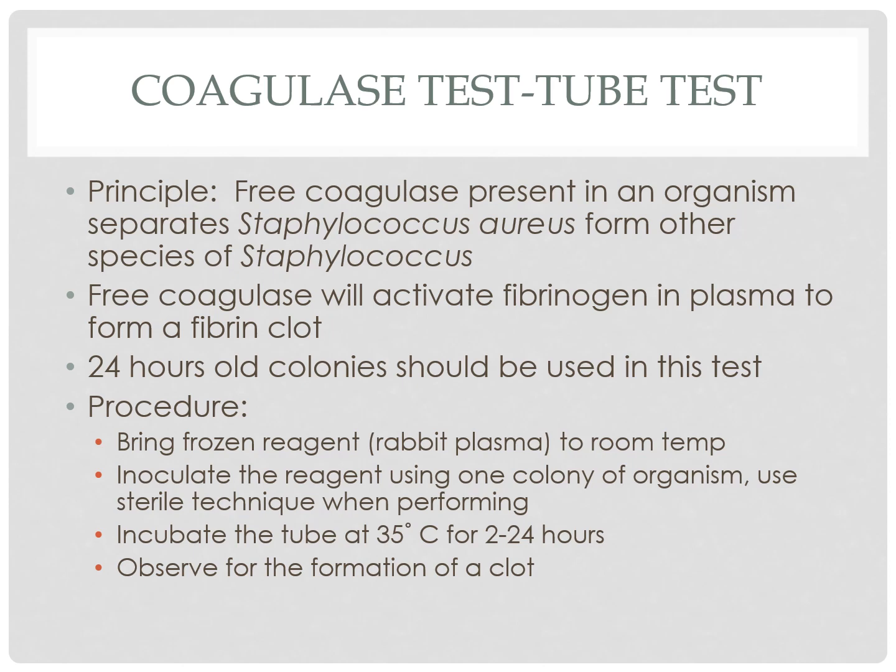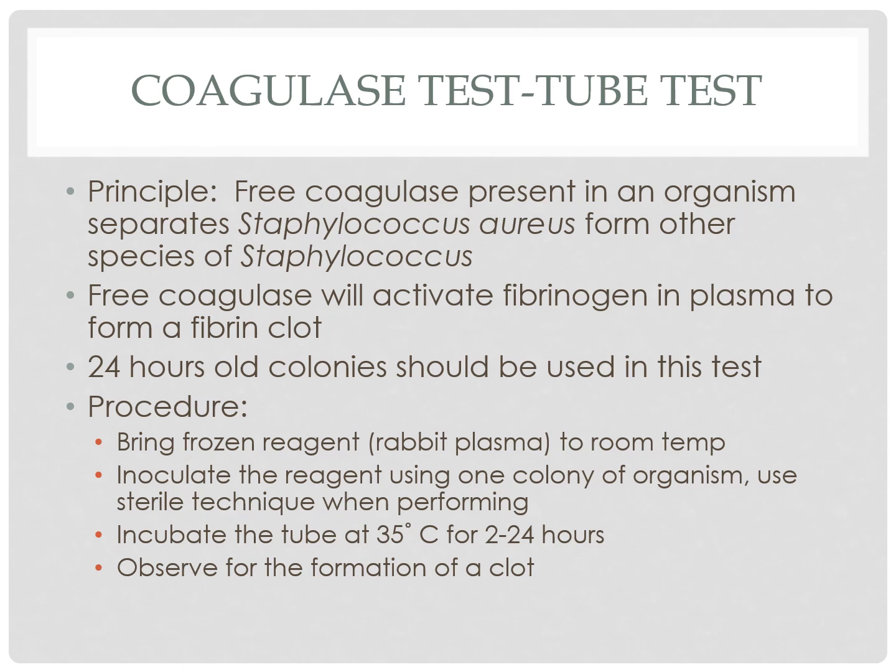So the procedure is to bring the frozen reagent to room temperature, and that reagent is rabbit plasma. Once it has reached room temperature, we add our organism to a tube of rabbit plasma and we put it in the incubator. We wait 2 to 24 hours. So in other words, we check it at 2 hours and we look for a clot, and if it hasn't clotted within 2 hours, then we leave it for 24 hours.